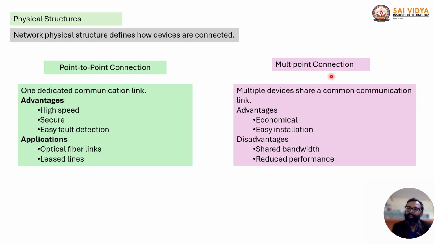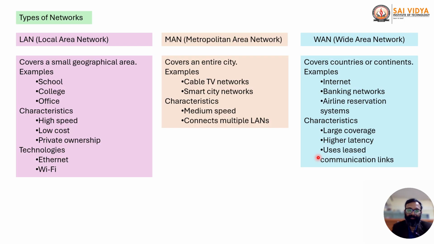What is multi-point connection? Here multiple devices share a common channel. Because multiple devices share a common channel, the advantages are it is more economical and easy installation. What is the drawback? Shared bandwidth, that is the speed reduces because the bandwidth is shared.